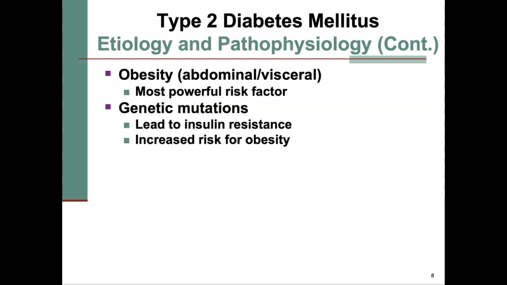I want to come back to the risk factor of obesity. Obesity has been said to be the most powerful risk factor. And so why is that? Well, what they found is that the fat cells in the abdomen release an excess amount of free fatty acids, which are associated with insulin resistance at the level of the liver, as well as several other enzymes which cause insulin resistance in the muscles. And obesity has a tendency to run in families and probably has a genetic basis as well.